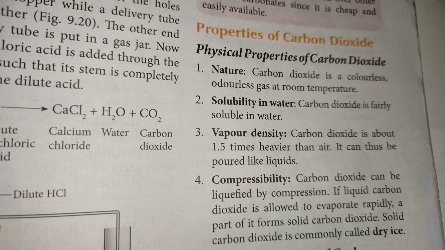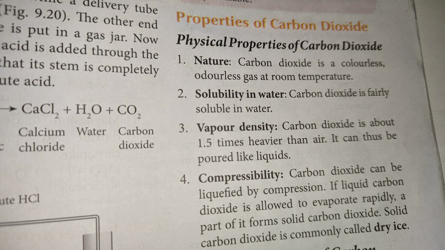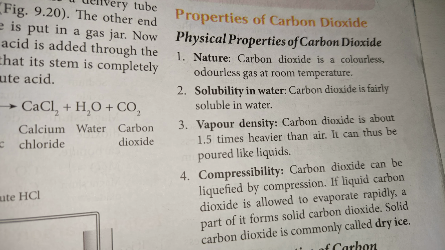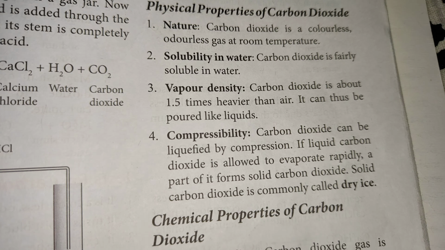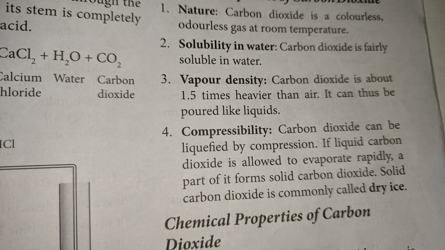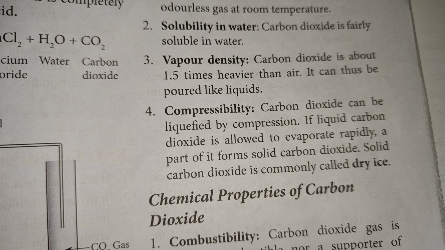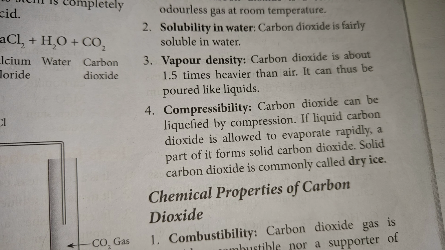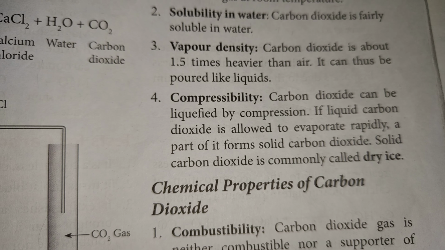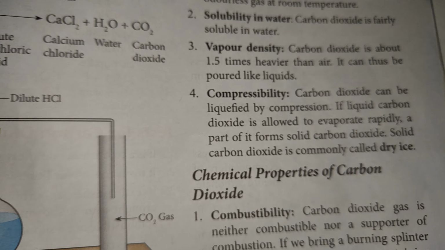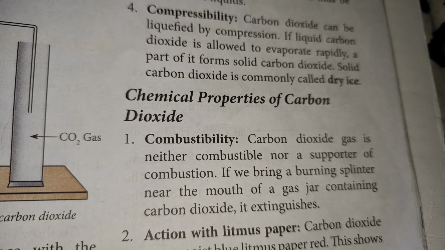Now students, what are the properties of carbon dioxide gas? It is a colorless and odorless gas at room temperature, and it is fairly soluble in water, and as I have told you, it is heavier than air. It is 1.5 times heavier than air, and it can be liquefied by compression. If liquid carbon dioxide is allowed to evaporate rapidly, then a part of it forms solid carbon dioxide, which is called dry ice, and which is also used as a refrigerant.